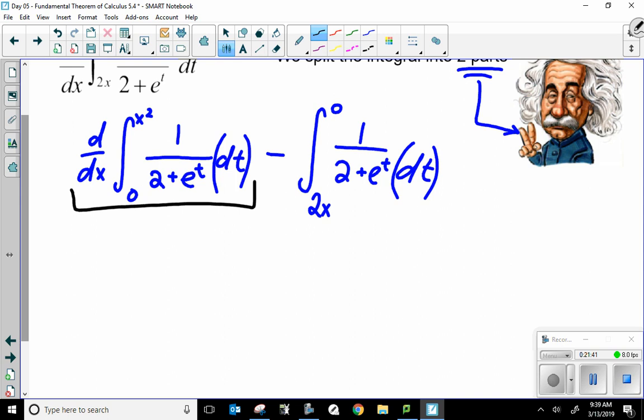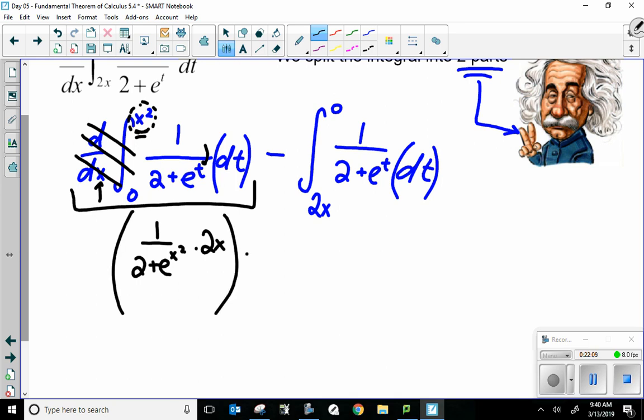Again, derivatives of integrals cancel. I put my x squared in for my t. 1 over 2 plus e to the x squared times, that is not just an x. It does not match here. Chain rule. Times the derivative of x squared, which is 2x. I love this problem because it takes the previous question and ties it in with the current question. Minus.